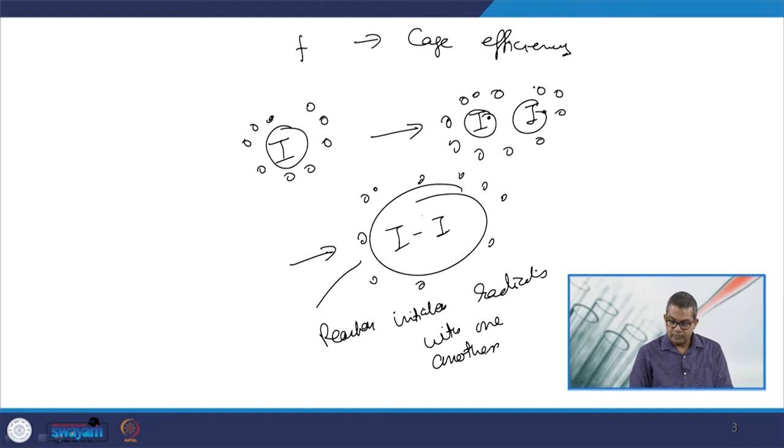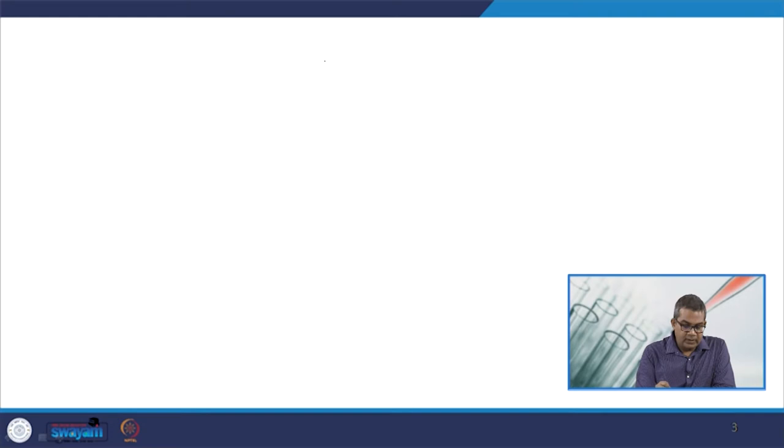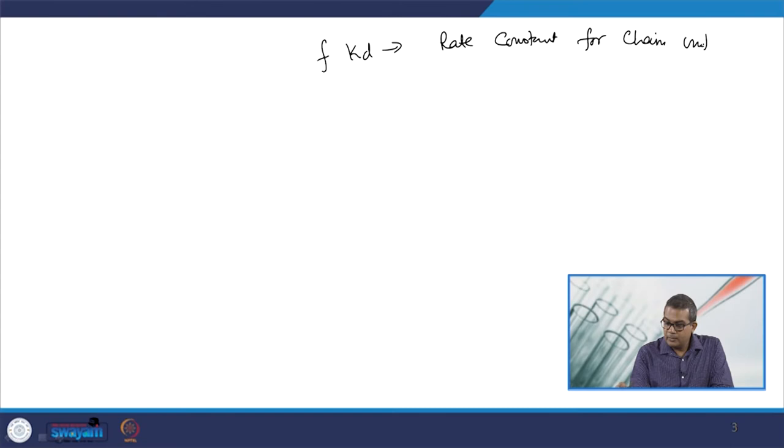So the rate constant for the chain initiation can be written as f kd. This is the rate constant for chain initiation. So Ri = 2 f kd [I], like this. This is equation number 12.